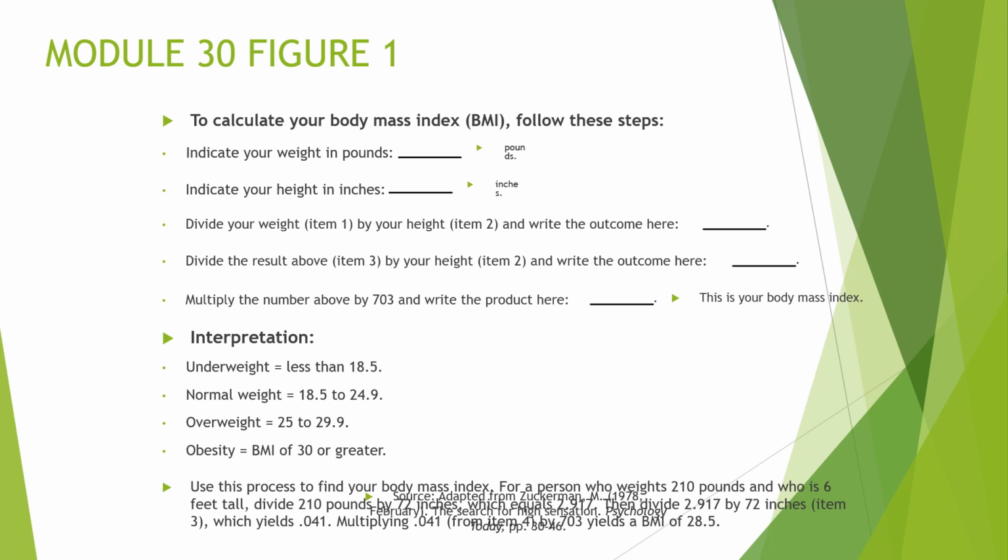So people who are considered underweight, they have a body mass index less than 18.5. People who are considered of normal weight, they have a body mass index of 18.5 to 24.9. Someone who is considered overweight has a BMI of 25 to 29.9. And someone who has a BMI over 30, they are considered obese.